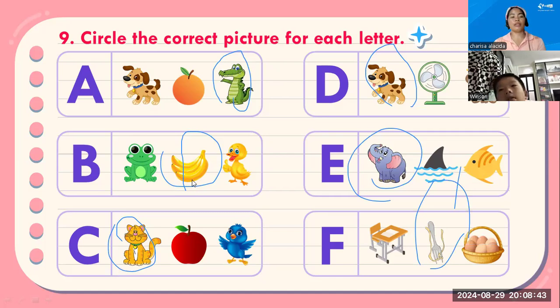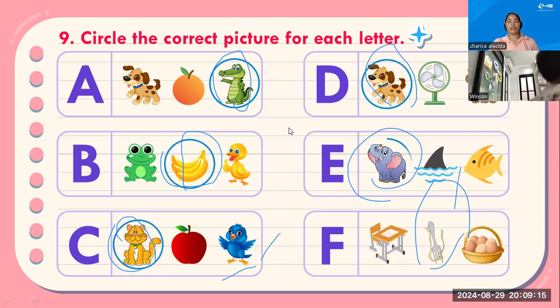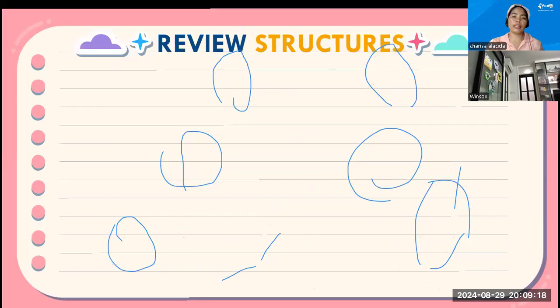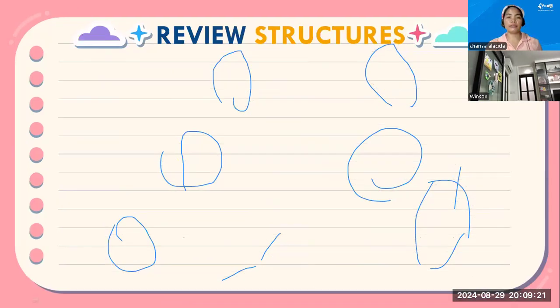Next, what is this? Letter B is for banana. Very good, banana. Next, what is that? D is for dog. E is for elephant. F is for fork. Okay, let's check. Okay, very good. You are all correct. So next, let's move on.